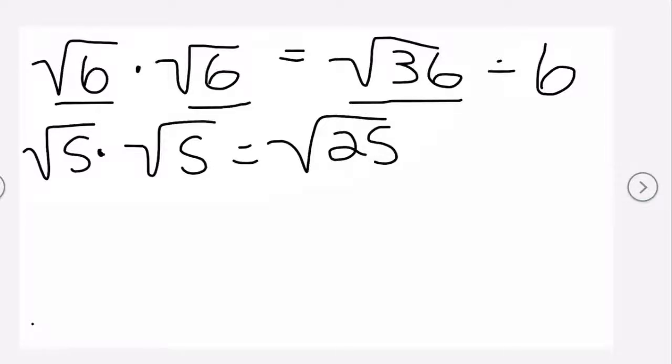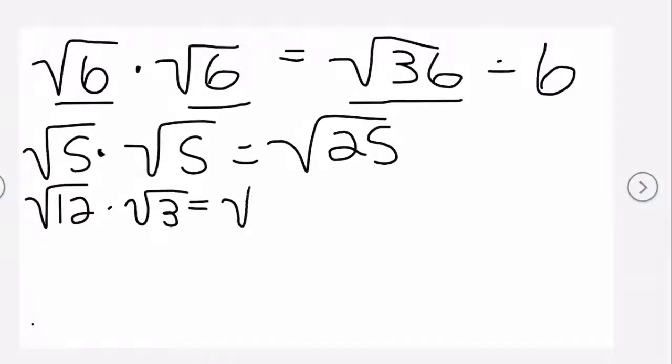What about 12 times 3? 12 times 3 equals 36. And the square root of 12 is an irrational number, and the square root of 3 is an irrational number. So you can use other factors. You don't just have to use the same factor to get that square root. I could do the square root of 12 times the square root of 3 equals the square root of 36. So this is another example that's slightly different than the square root of 6 times the square root of 6, or the square root of 5 times the square root of 5.